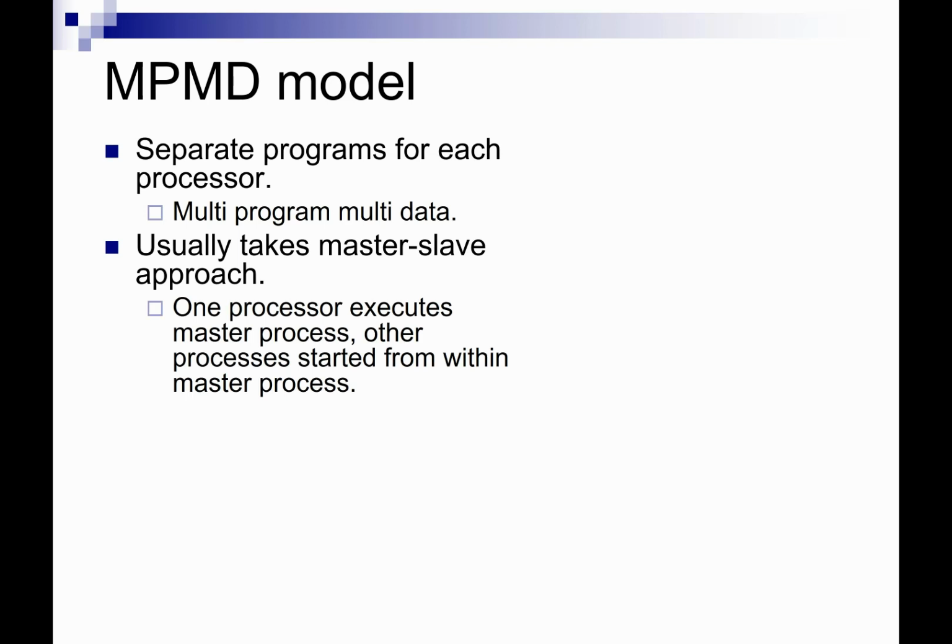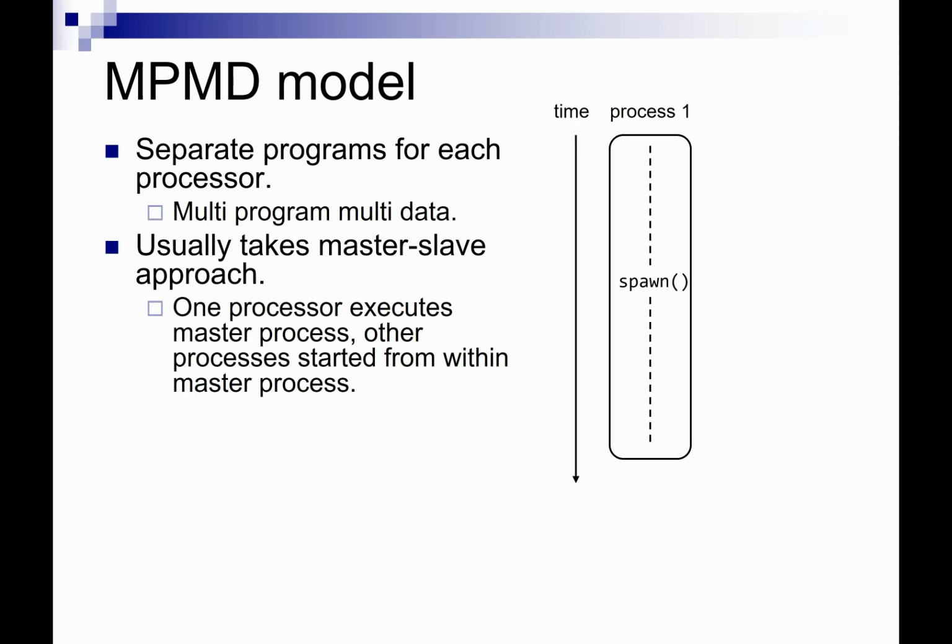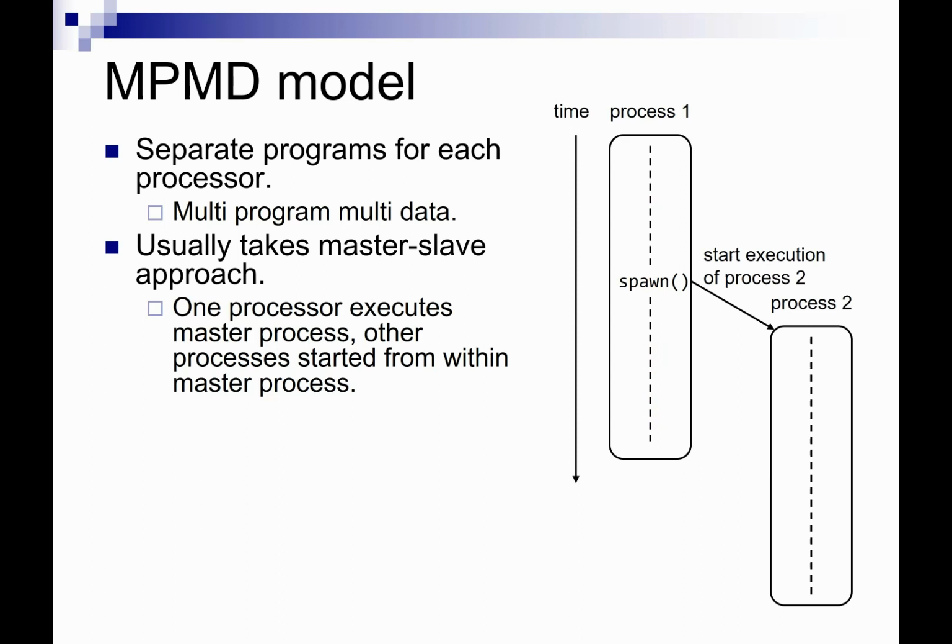The way these MPMD programs usually work is that they take something called a master-slave approach. That means that in the beginning you just have one process, and this is the master process. The process is just executing by itself. At some point, maybe the process finds that it's got a lot of work to do, so it wants to do this work in parallel. So at that point, it calls a spawn operation, which creates other processes. Those are the slave processes, and the slave processes are going to help the master do the work.